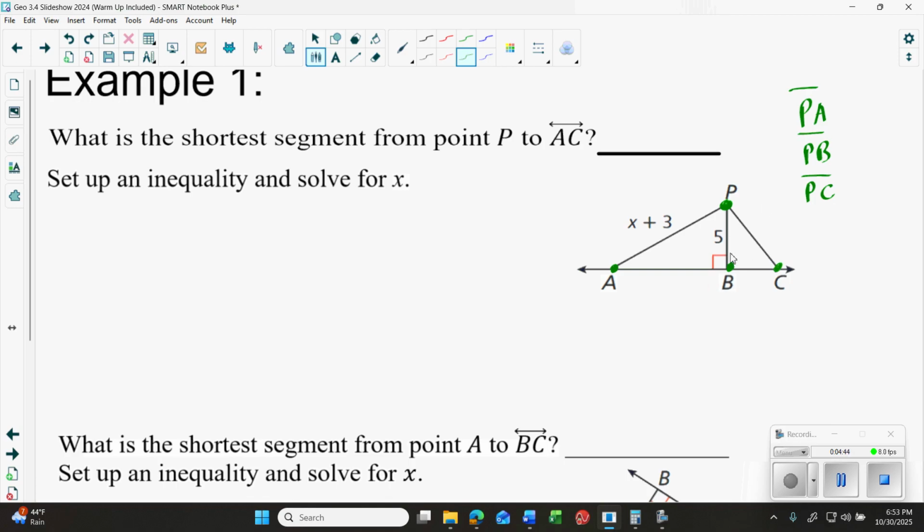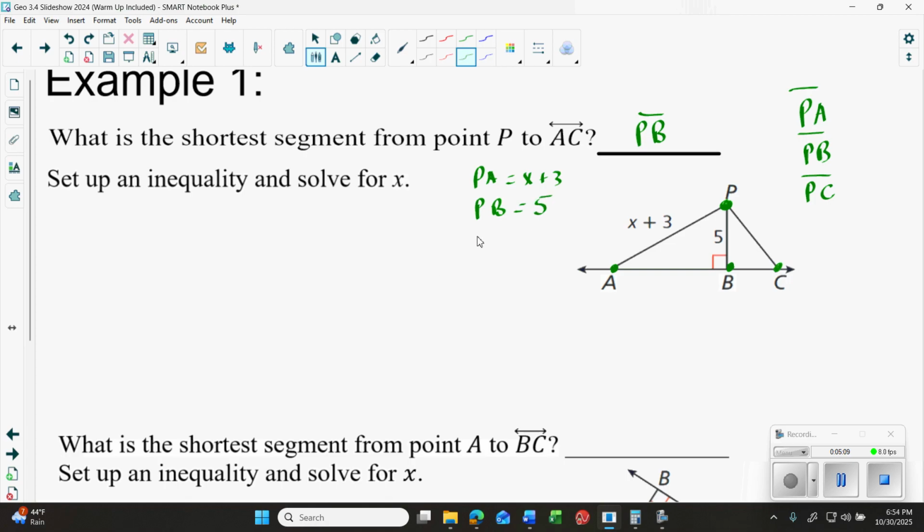The one with the shortest distance will always be the perpendicular one. So that is going to be segment PB. Now, what I can do here is set up an inequality to solve for x, because I am told that the length of segment PA is x plus 3, and I'm told that the length of segment PB is equal to 5.